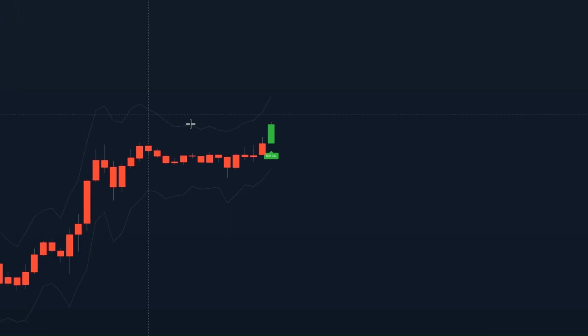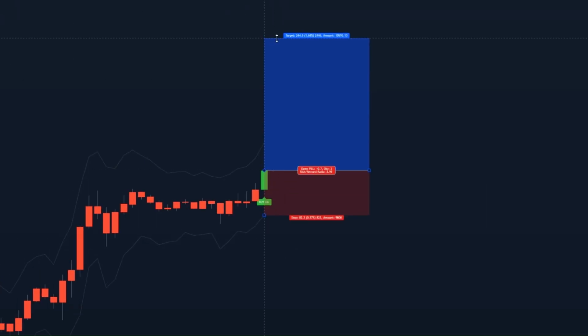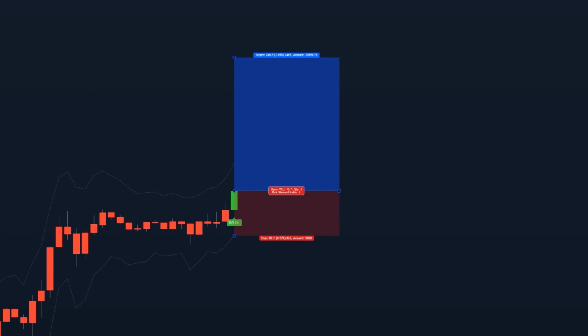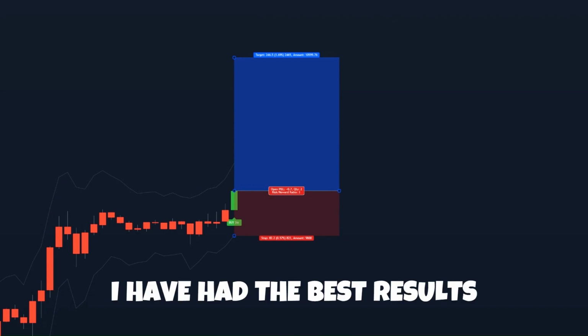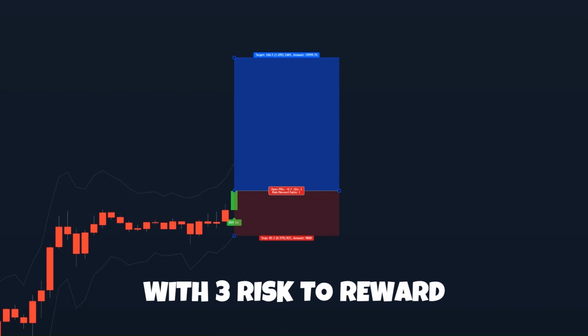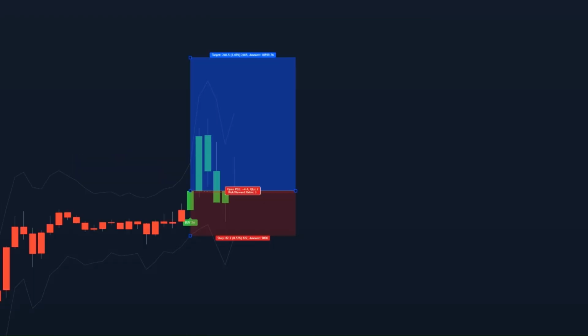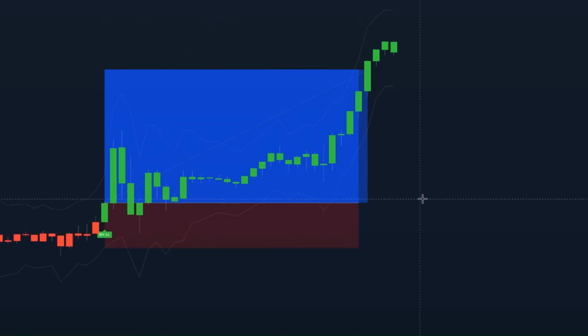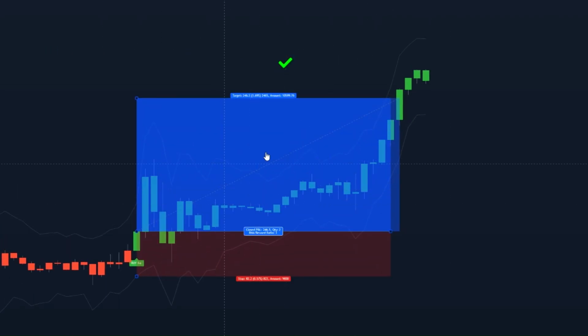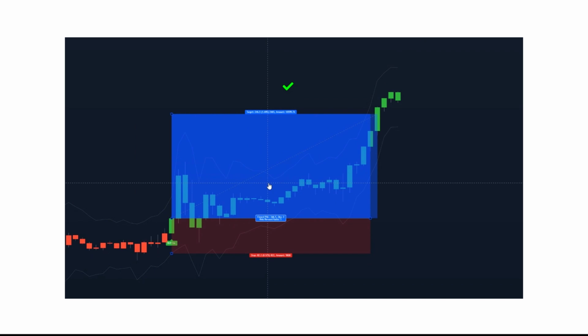Feel free to play around with any different risk to reward ratios with this strategy, but personally I have had the best results in a trending market with 3 risk to reward, and the higher the risk to reward, the more profit we can make. And there we go, the third trade in this strategy is hit, and let's find the next buy.